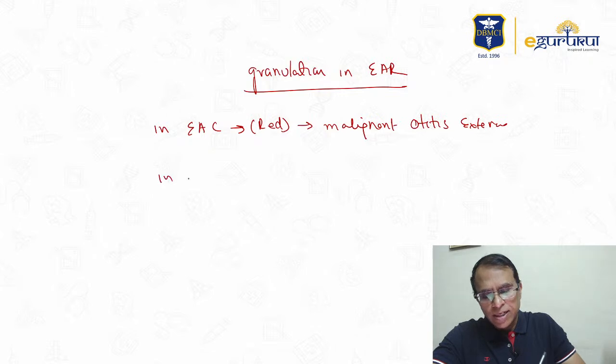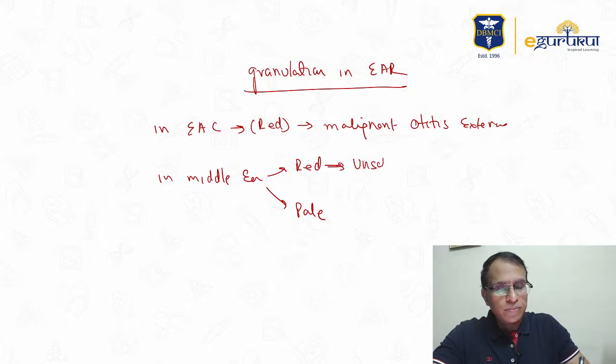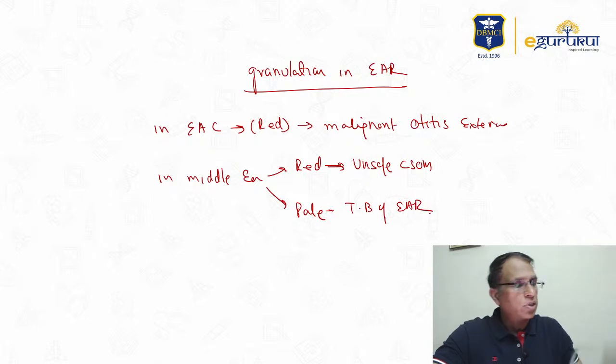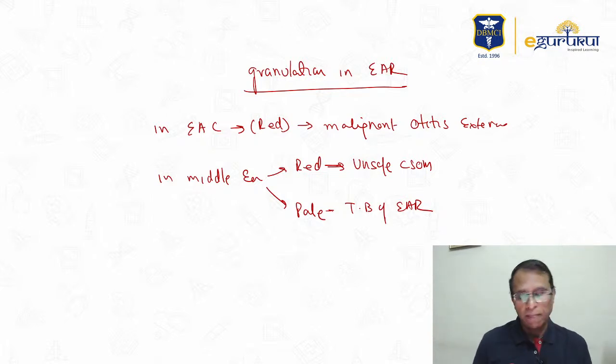and granulations in the middle ear, whether it is red or pale. Red granulation is seen in unsafe CSOM, and pale granulation is seen in tuberculosis of the ear. So this is all about granulations that you have to know in the ear.